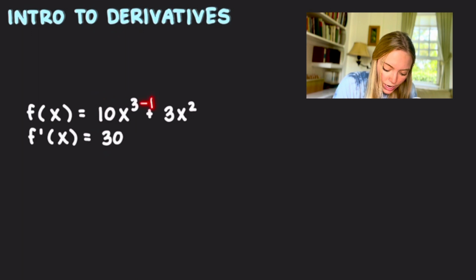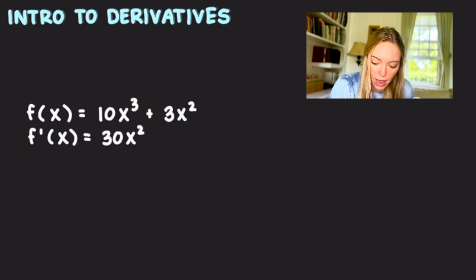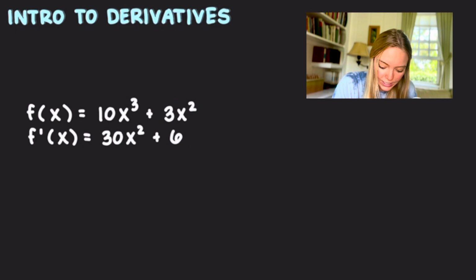And then we're going to subtract 1 from this exponent, leaving x to the second power. Then we're going to add the derivative of this term here. So we're going to add 2 times 3 is 6, x minus 1, that's just 6x. So this is the derivative of this function.